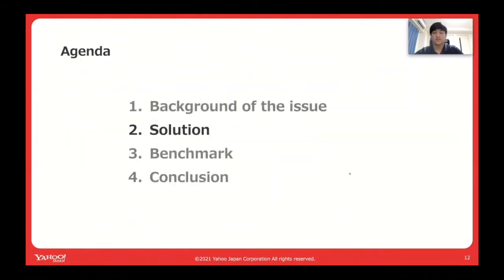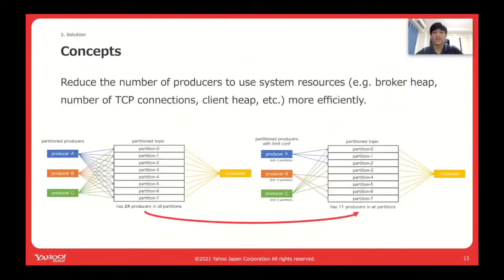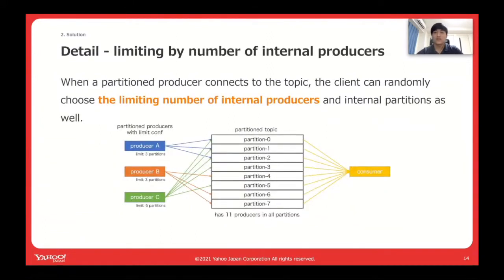Now let's talk about the solution. Here is the concept of solving the issue. Reduce the number of producers to use system resources like broker heap, number of TCP connections, client heap, etc. more efficiently. As you can see, each partitioned producer connects to part of the partitions like the right one. When the partitioned producer connects to the topic, the client can randomly choose a limited number of internal producers and internal partitions as well. To implement this, we introduce the producer lazy loading feature and custom routing mode. From now, I will explain the detailed solutions.